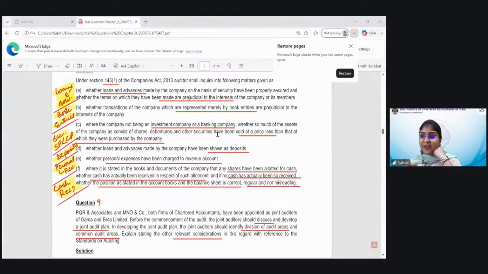So you have to see if any shares have been allotted for cash, whether cash is received. If not received, it should be properly disclosed. Clear? Clear to all of you? So how will you remember?